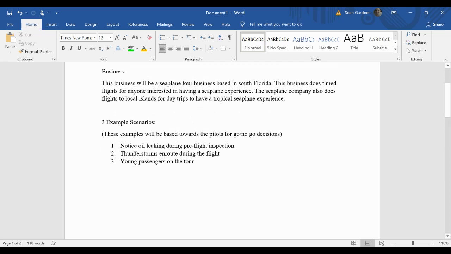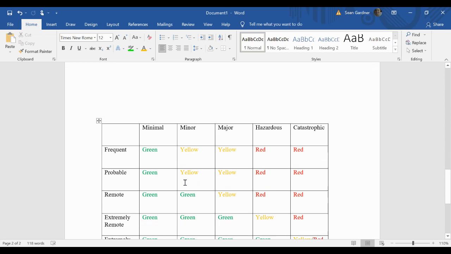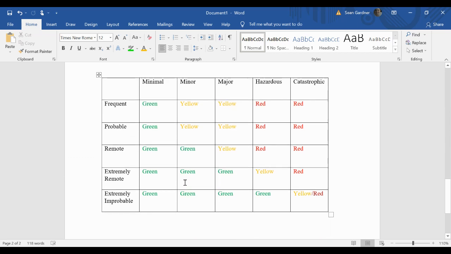So for our next example, and by the way, this can be used for any sort of situation that you can notice during the pre-flight or any part of the flight. So the next example is thunderstorms en route during the flight. So I'm actually in Florida right now, and we have a tropical storm on the way. So a time like this could be a great example of using your matrix.